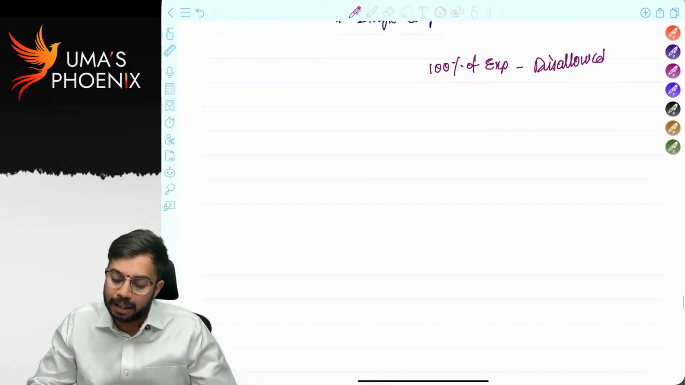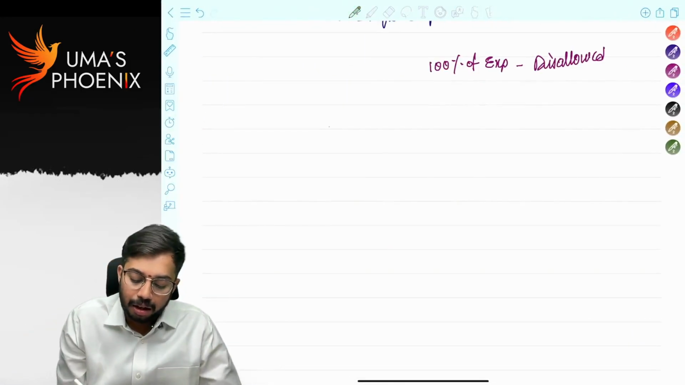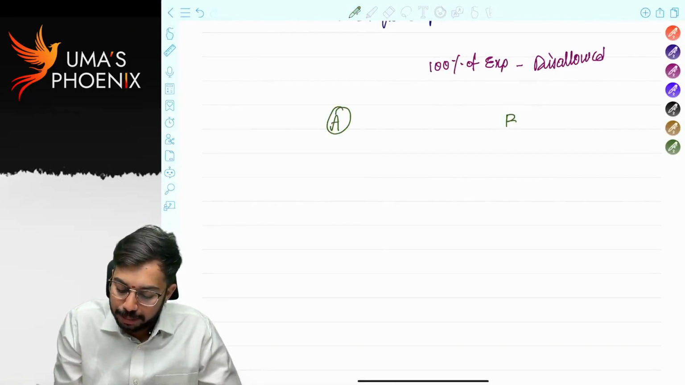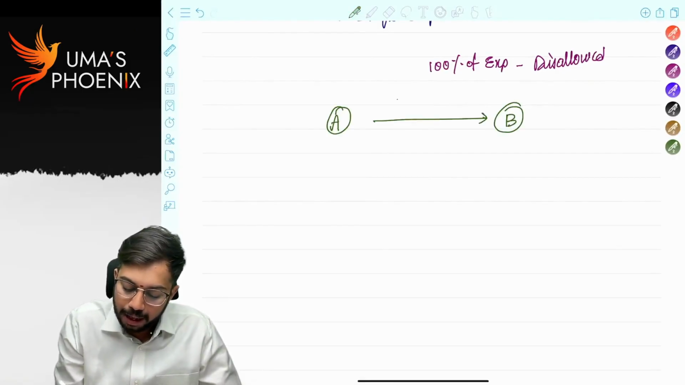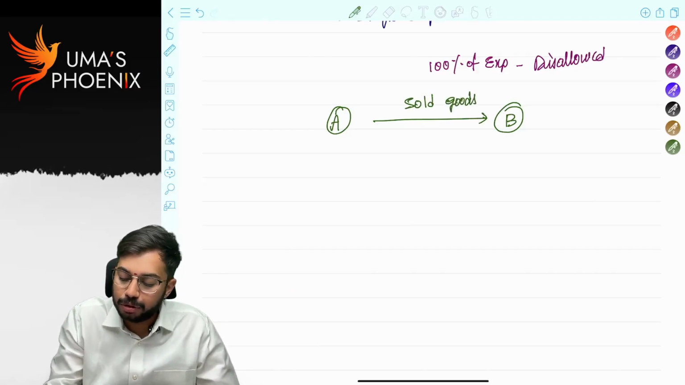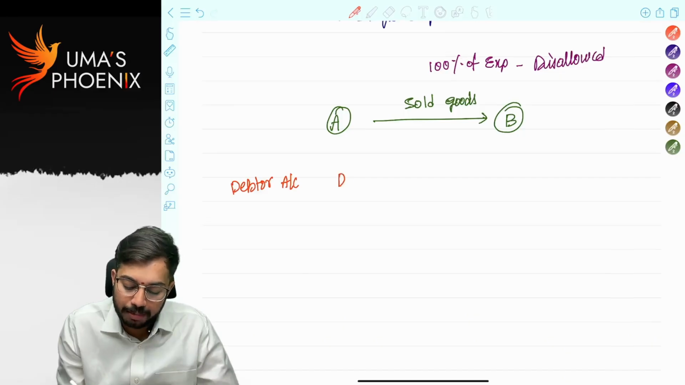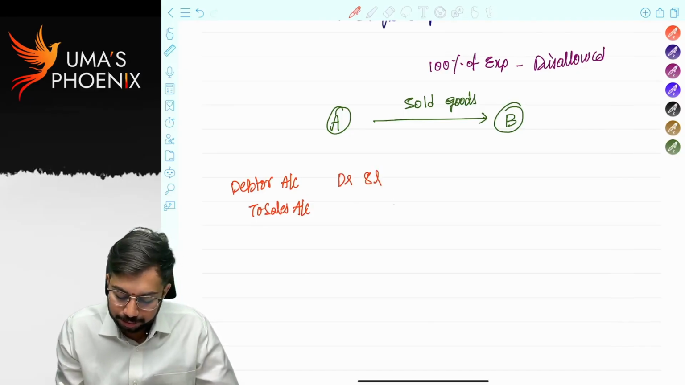What do you mean by book adjustment? I will tell with one small example. There is A, there is B. A sold goods to B. What is the entry whenever goods are sold on credit basis? Debtor account debit to sales account. 8 lakhs were sold.